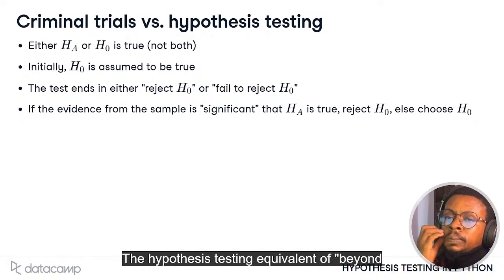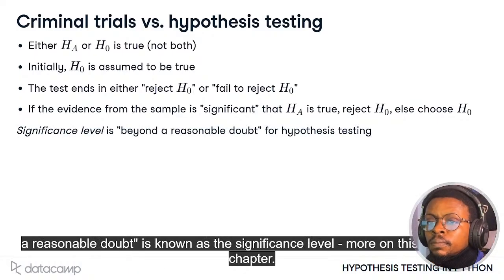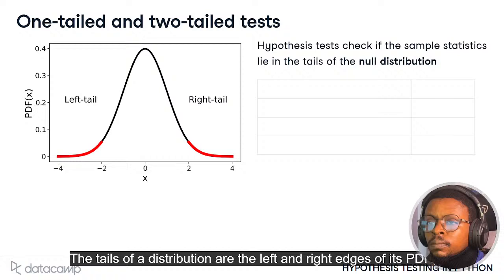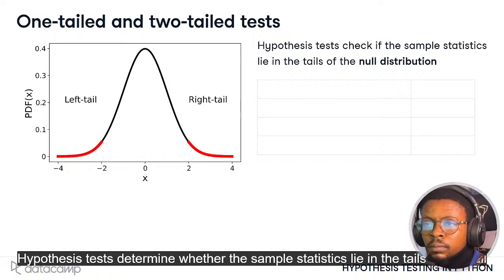The hypothesis testing equivalent of beyond a reasonable doubt is known as the significance level. More on this later in the chapter. The tails of a distribution are the left and right edges of its PDF. Hypothesis tests determine whether the sample statistics lie in the tails of the null distribution, which is the distribution of the statistic if the null hypothesis was true.